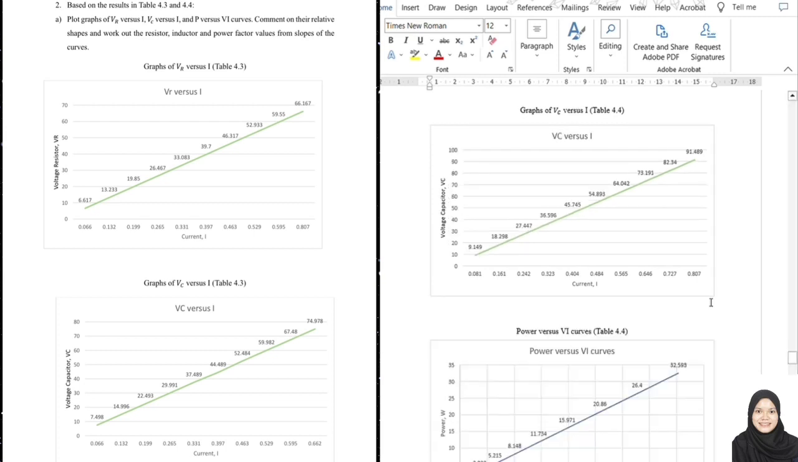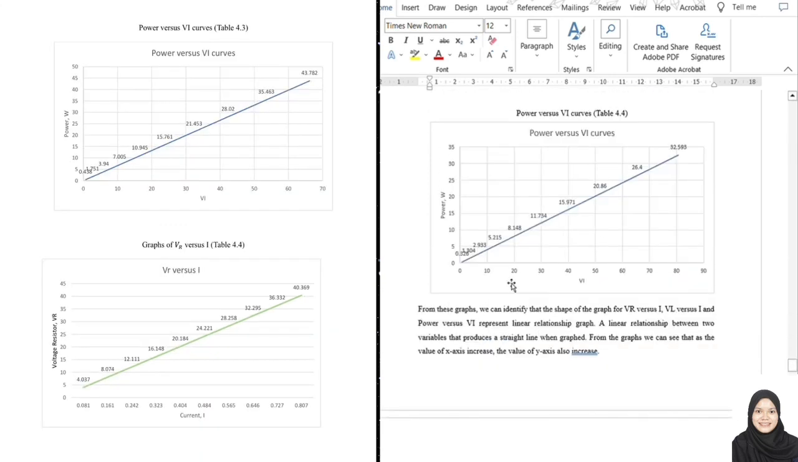The next one is the graph of VC versus I, and this is for table 4.3, and this one is for table 4.4. As you can see, the value of VC in table 4.4 is much higher than in table 4.3, because the maximum VC is 91.489 for table 4.4, while in table 4.3 we only got 74.978 volt.